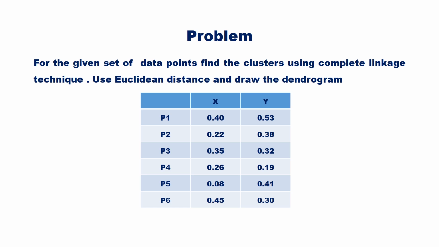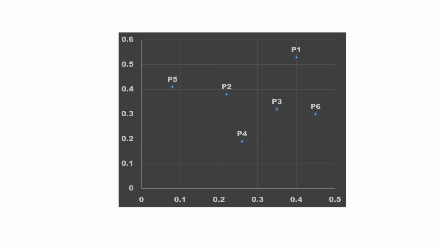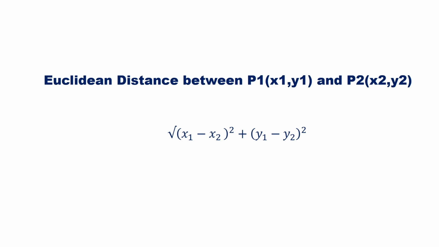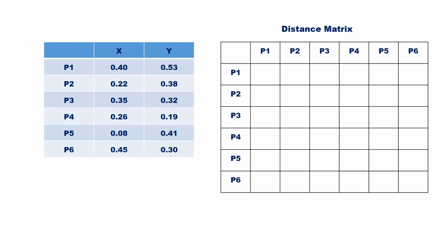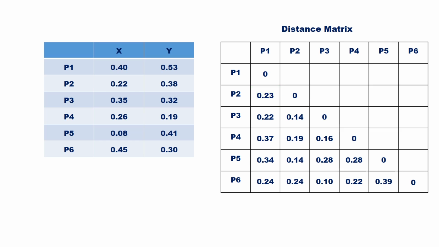There are 6 points which lie on the two-dimensional plane with xy coordinates. This shows the graphical representation of the points on the xy plane. The formula to compute the Euclidean distance between 2 points P1 and P2 is given as the square root of x1 minus x2 the whole square plus y1 minus y2 the whole square. First, let us create the distance matrix. The distance from P1 to P1 is 0. The Euclidean distance between P1 and P2 is the square root of (0.40 minus 0.22) square plus (0.58 minus 0.38) square. It is equal to 0.23. Similarly, compute the Euclidean distance between all pairs of points.